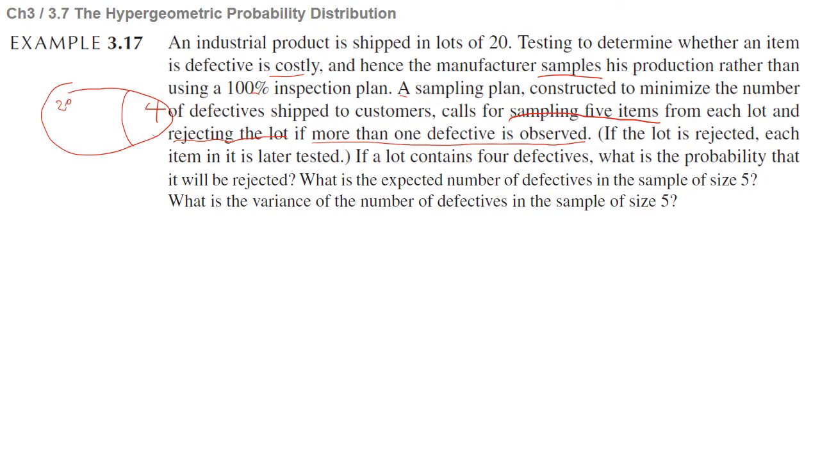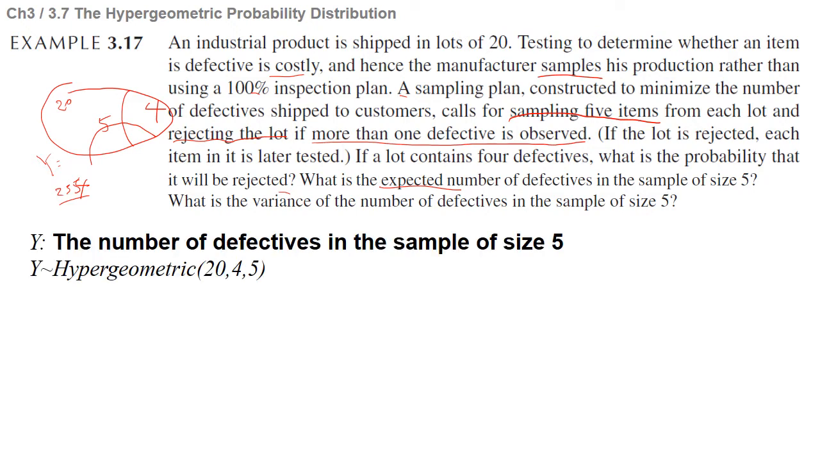And we are sampling 5, and if our sample has more than one defective, so if we have 2, 3, or 4 defectives, then we reject it. So we are calculating the probability of the random variable Y, the number of defectives, being 2, 3, or 4. This is the first problem. The second problem is what is the expected number of defectives in the sample of 5, and the third problem is what is the variance of the number of defectives in the sample of 5. Here the random variable of our interest is the number of defectives, which follows a hypergeometric distribution.